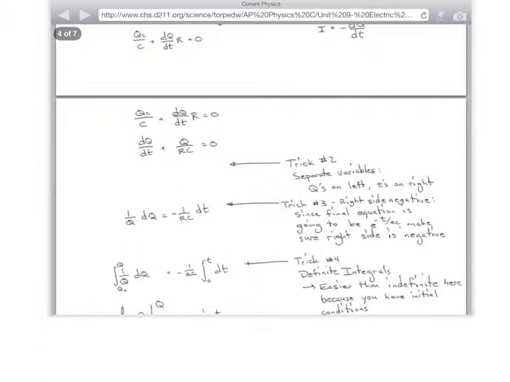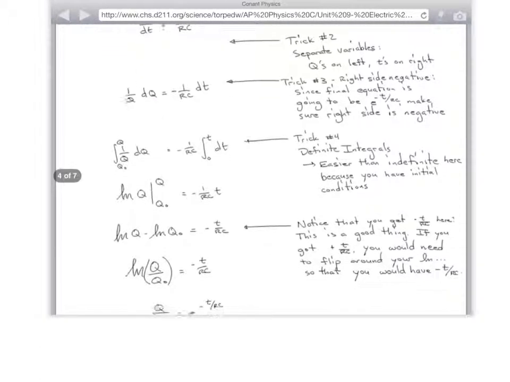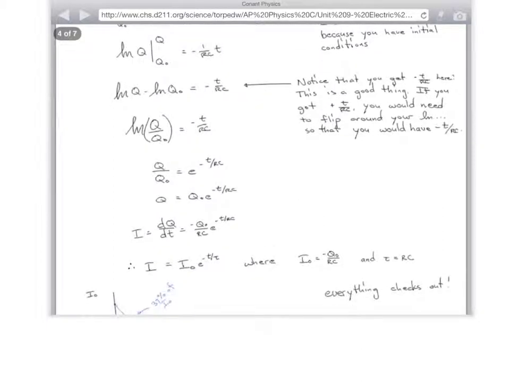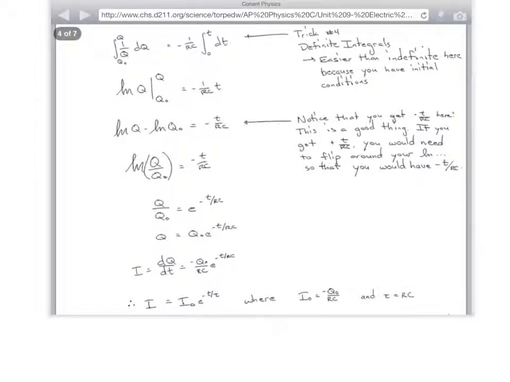Let's integrate both sides. And you're left with, solve, integrate, plug in values, and end up with the charge equals the initial charge times e to the negative t over RC.